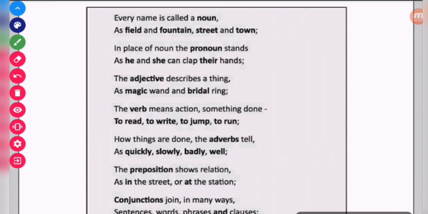Before starting seriously, here we have a poem about parts of speech. By reading or hearing this poem, we can learn about parts of speech with enjoyment. Okay, let's play the poem.